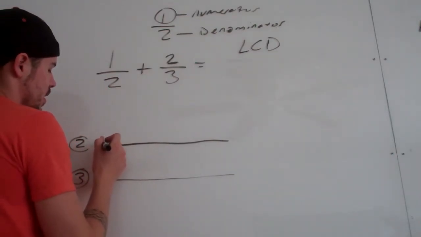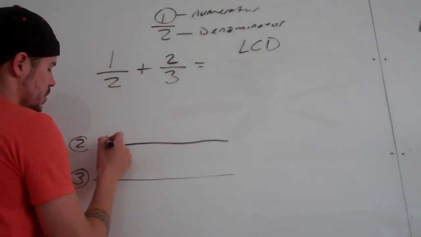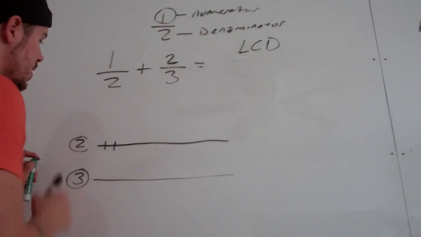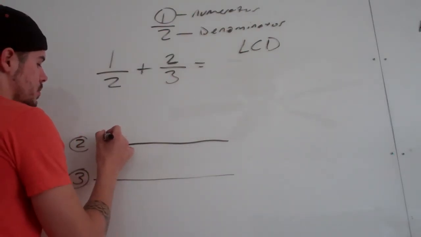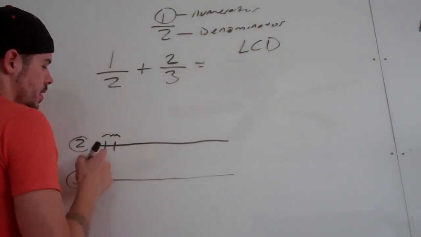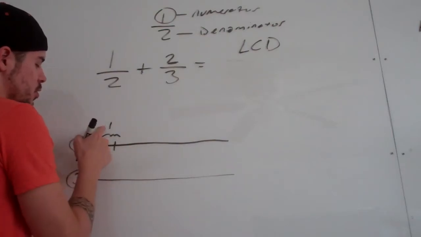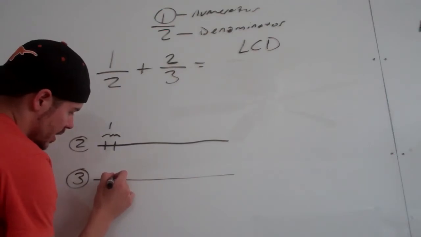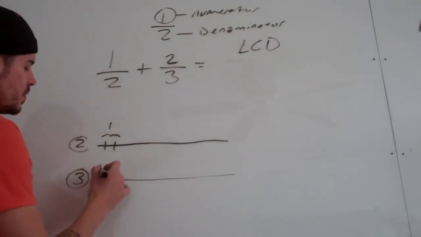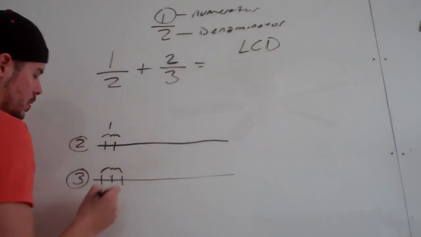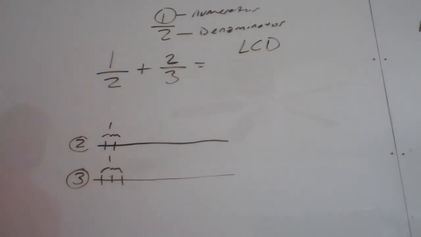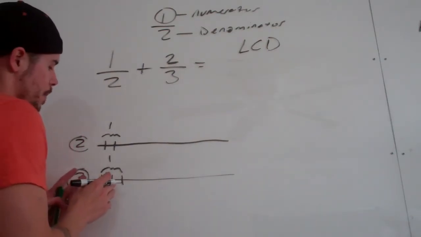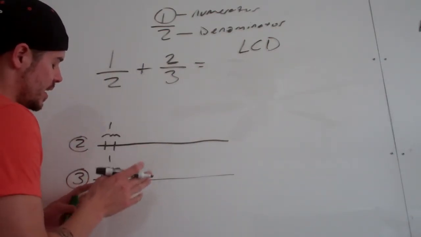So now, if this is your denominator 2, then on your number line you have 1, 2. Okay, that's one group of 2. Here's your first group of 2. And here on your other number line you have one group of 3. Okay, it's your first group of 3 right there. This is what you automatically start off with. Now how do I get these two to meet at a certain number?